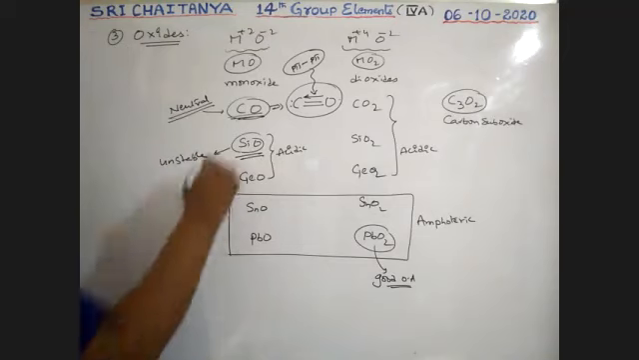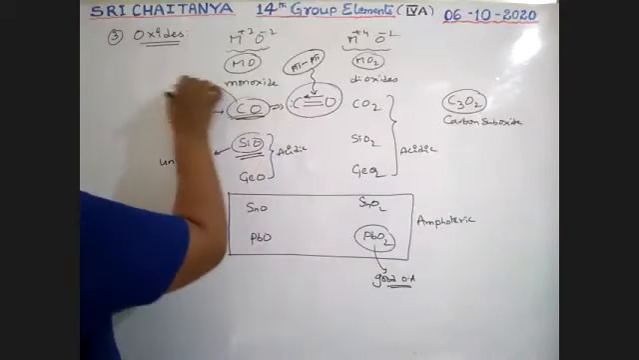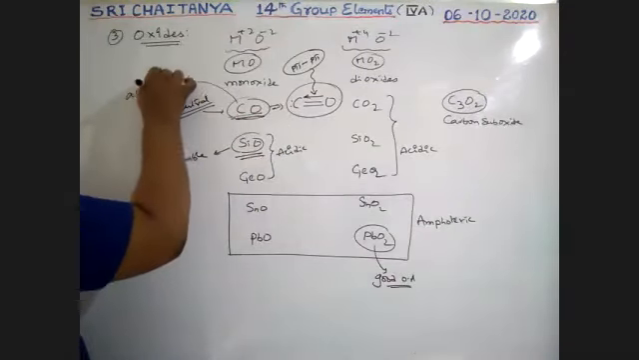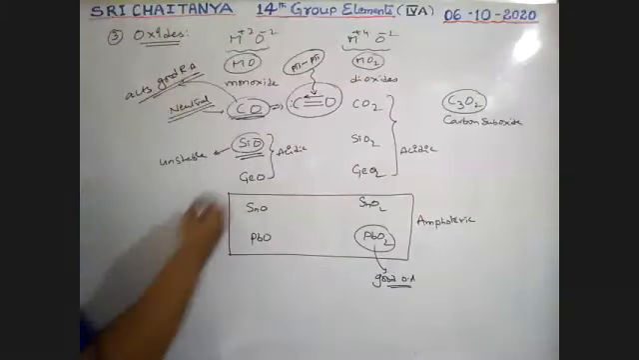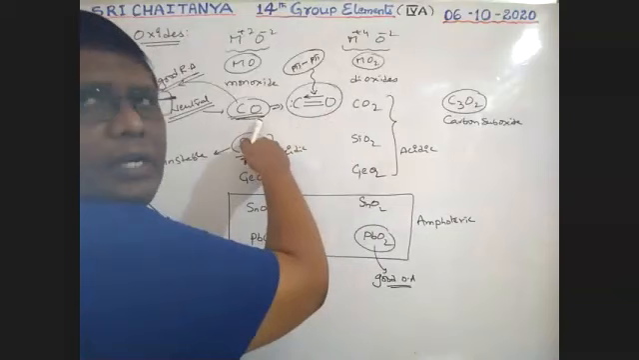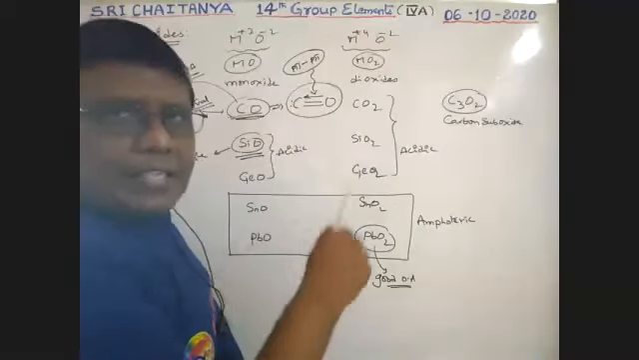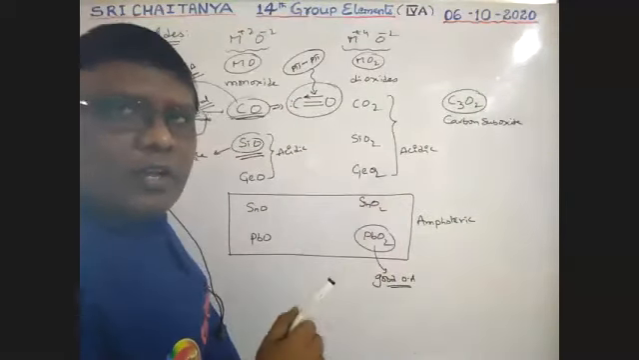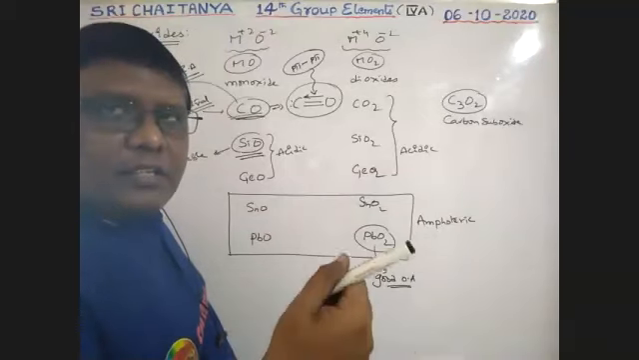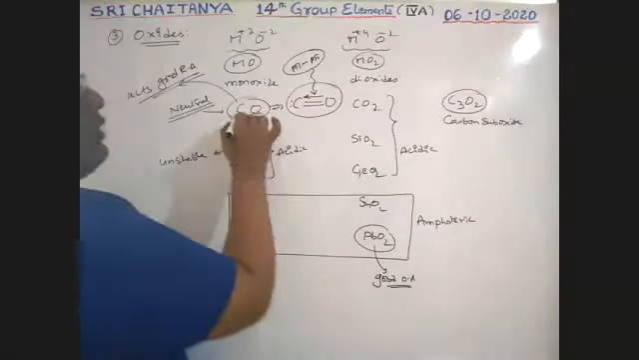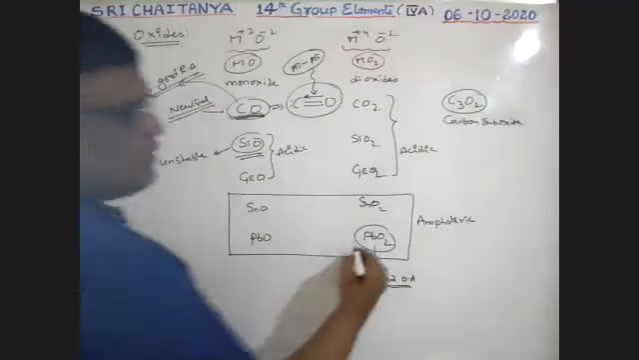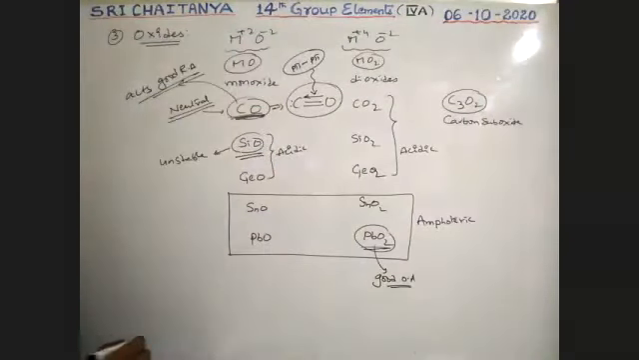Next, carbon monoxide acts as a good reducing agent. Carbon in +4 is more stable than +2. Therefore, carbon monoxide is easily converted into carbon dioxide. Carbon monoxide is ready to convert into carbon dioxide. That's why oxidation takes place. So it is a good reducing agent.